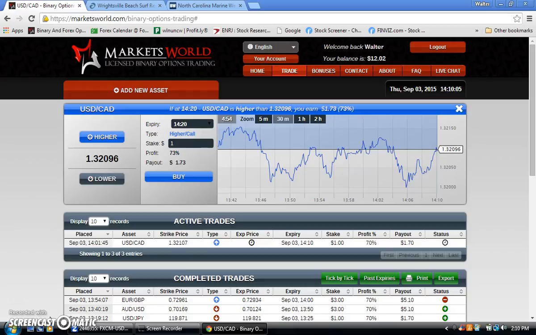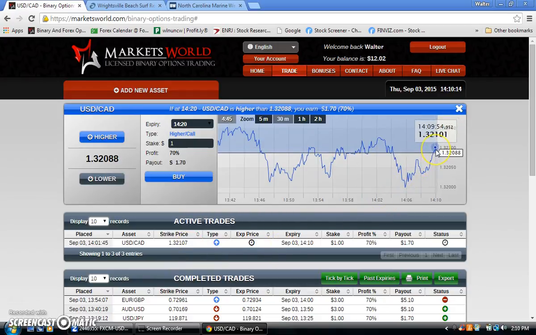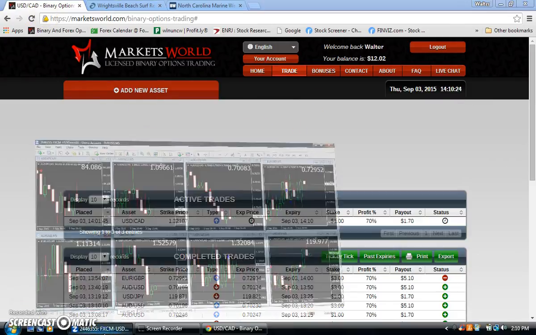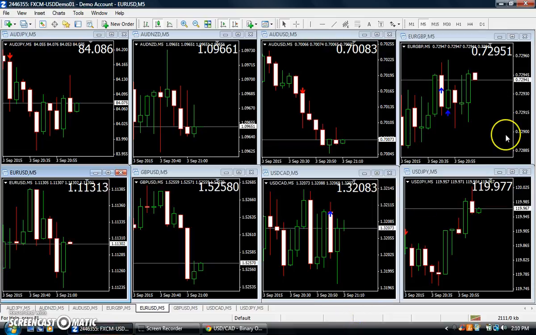Alright, guys. Should have trusted my gut on that one and not taken the trade. It almost came back at the last few seconds and won, but that's okay. No worries. Just trusted my gut. Just learning this indicator, learning how to use it properly.